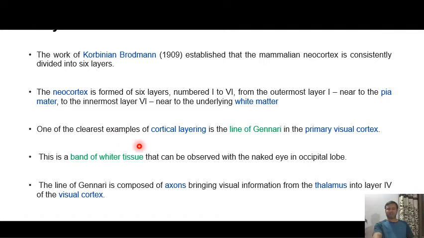One of the clearest examples of cortical layering is the line of Gennari, which is present in the primary visual cortex. This is an area of the occipital region. The line of Gennari is made up of a white band of tissue, which means it is made up of axons, and it brings visual information from the thalamus to the visual cortex.